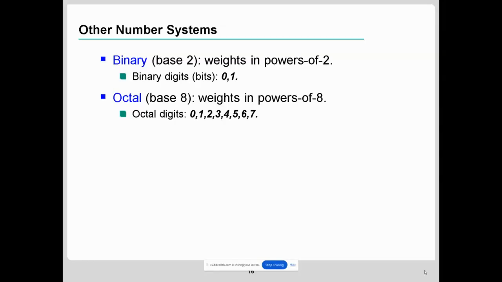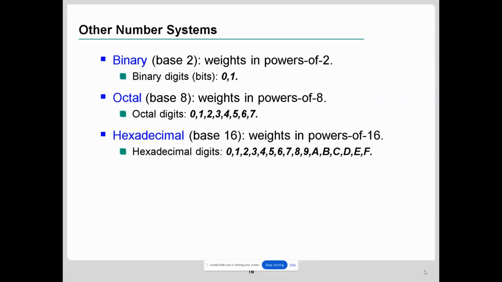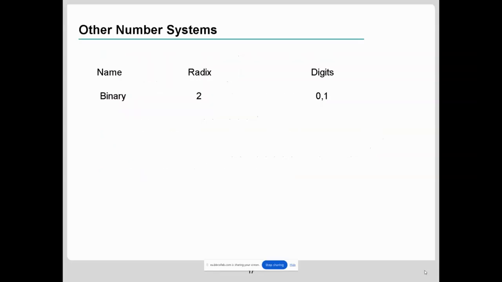Octal, power of 8. What are the allowed digits? 0 to 7. Hexadecimal, 0 to 9. There are 16 digits. 0, 1, 2, 3, 4, 5, 6, 7, 8, 9, A is 10, 11, 12, 13, 14, and 15. What is the code for A? 10, 11, 12, 13, 14, and 15. How many digits are allowed? 16. Base R. This is the weight in the power of R.